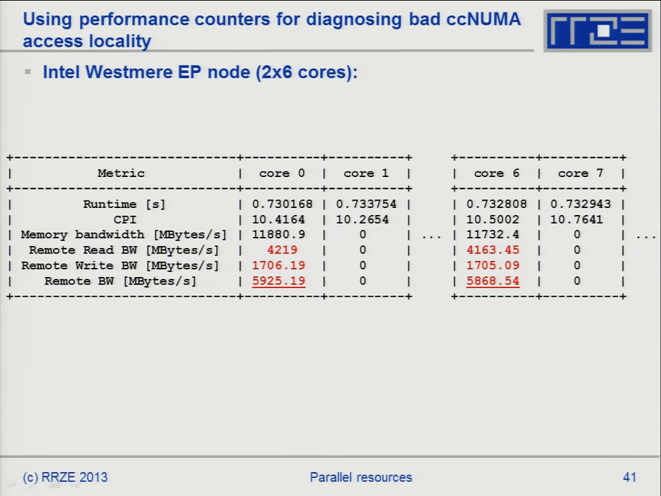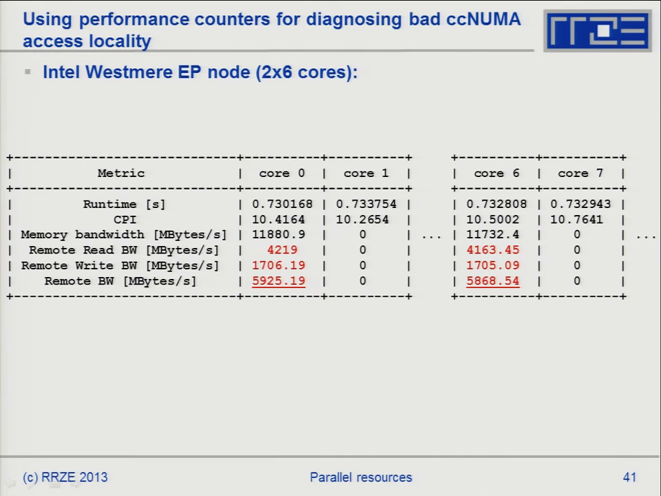We have four metrics here. We have the memory bandwidth, which is drawn from main memory for this socket, in this case 12 gigabytes per second. The same is true for the other socket. We have the remote read bandwidth, which is 4.2 gigabytes per second. So of these 12 gigabytes per second, 4.2 gigabytes are memory reads that have been initiated from the other socket. That's already a strong indication that we have a NUMA problem. Almost 40% of the memory traffic is from remote reads.